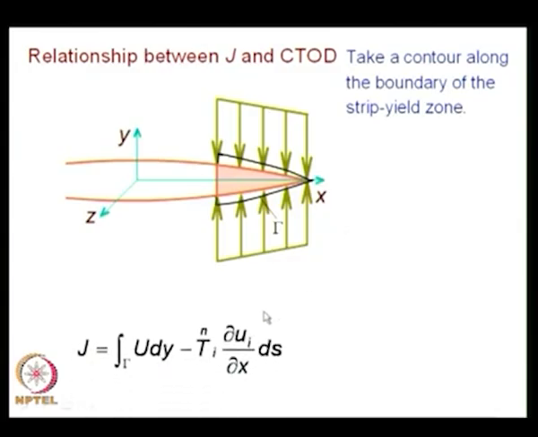And we know the definition of J integral is given as J equal to integrate over the contour. First term deals with the strain energy density u dy minus Ti dou ui by dou x into ds. So, this gives the work done. You have the stress vector and the corresponding displacement.